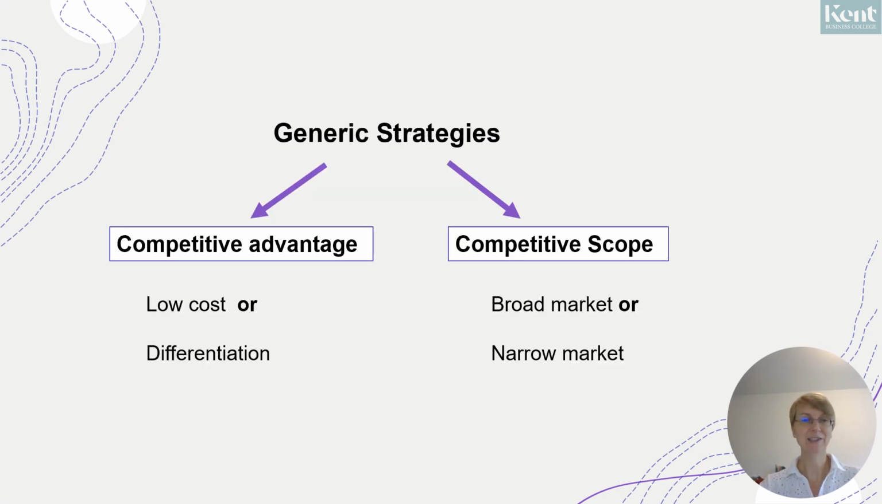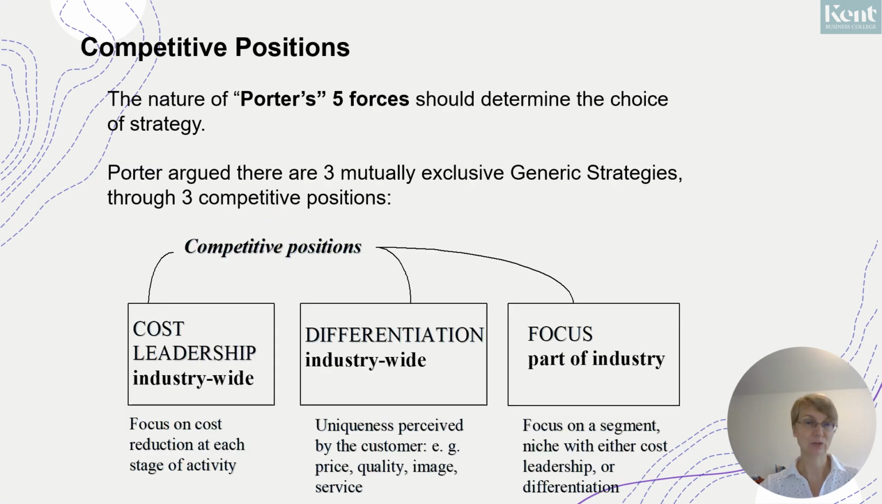In general, he distinguishes 4 different types of strategies. As I said, based on a competitive advantage, it could be either low cost or a differentiation. And in terms of the scope, he distinguishes between whether the organization focuses on a broad market or a narrow market. And based on that, there are 4 different strategies that can result from this.